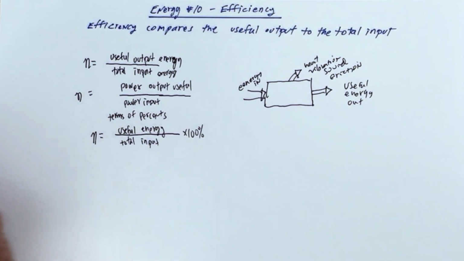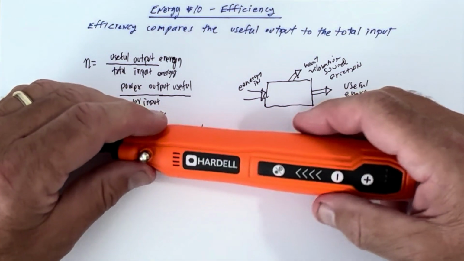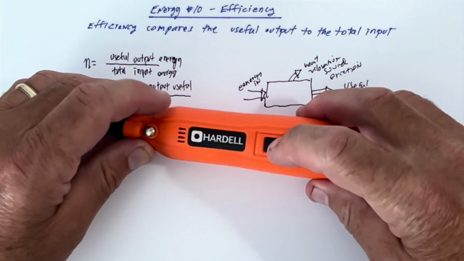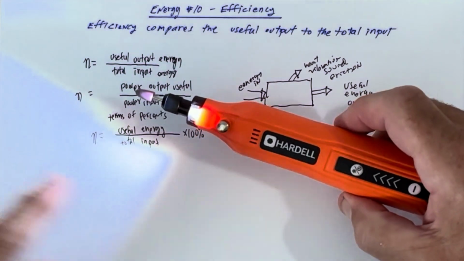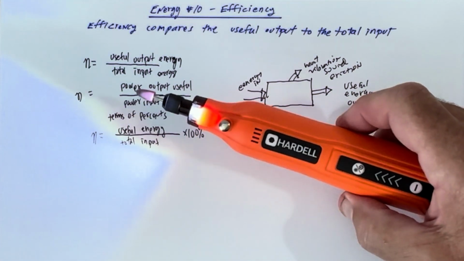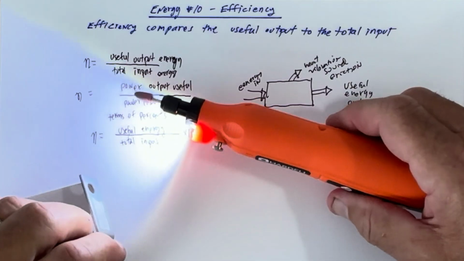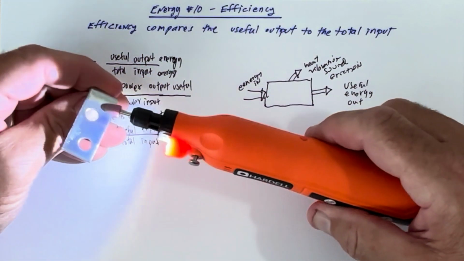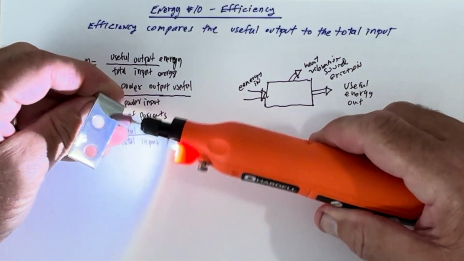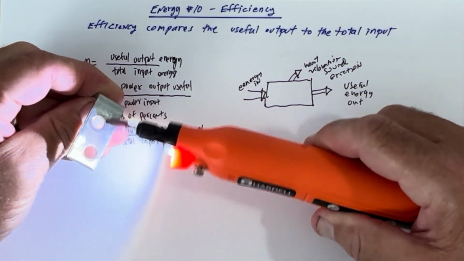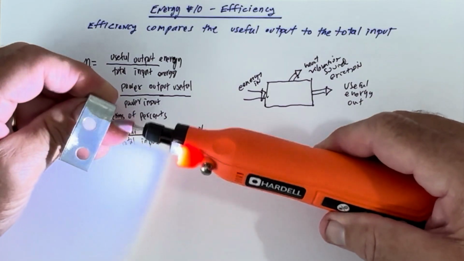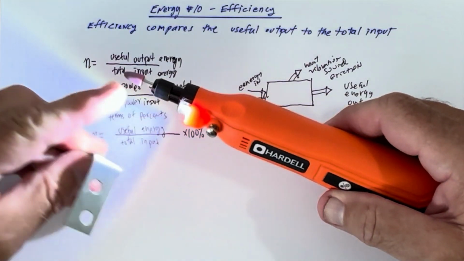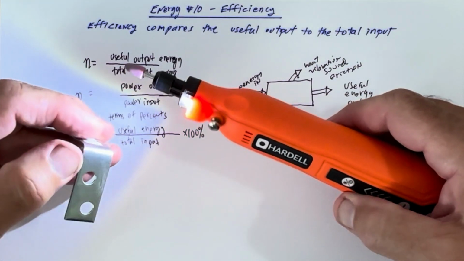So I've got a little machine here I want to show you, and we'll demonstrate this. Okay, turn it on. Now it's a rotary grinding wheel, and it produces really two forms of useful energy. One is the grinding process here, the little wheel. So I can grind on this piece of metal, and you can see it is removing metal. It also produces a light. So those are the two useful forms of energy.